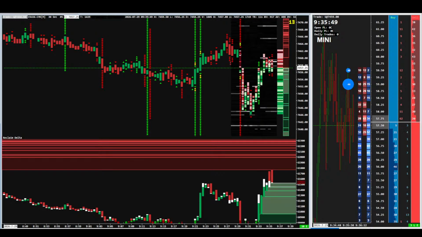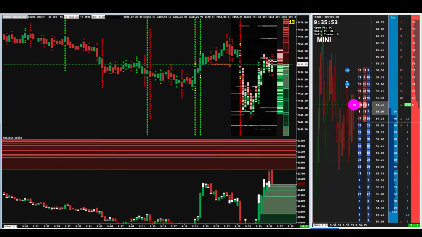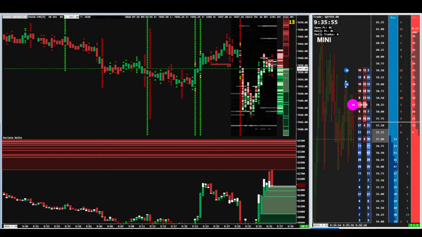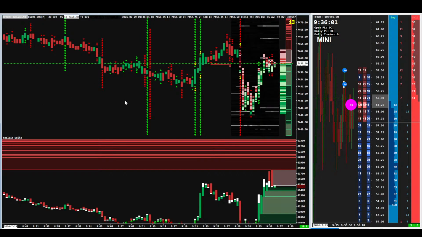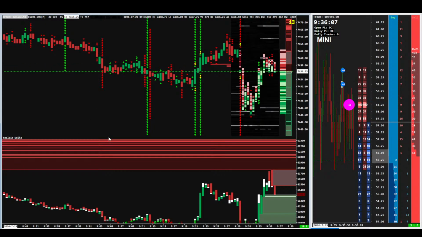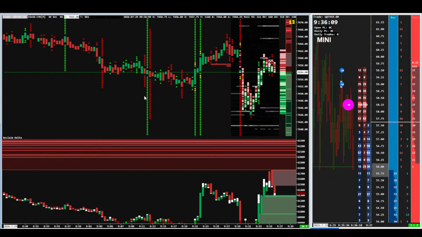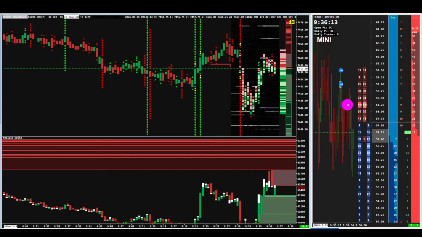Still another big pile of selling coming in that's fresh. They just had so much selling come in on the bottom of this move, the low of the session so far, that I'm just not sure they're going to entirely get back down there. They might.